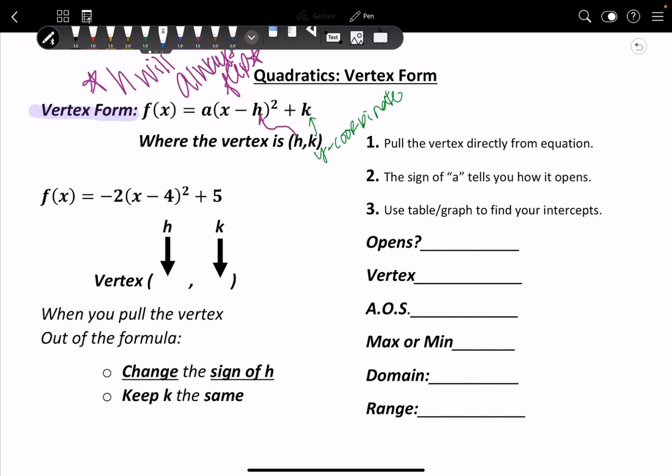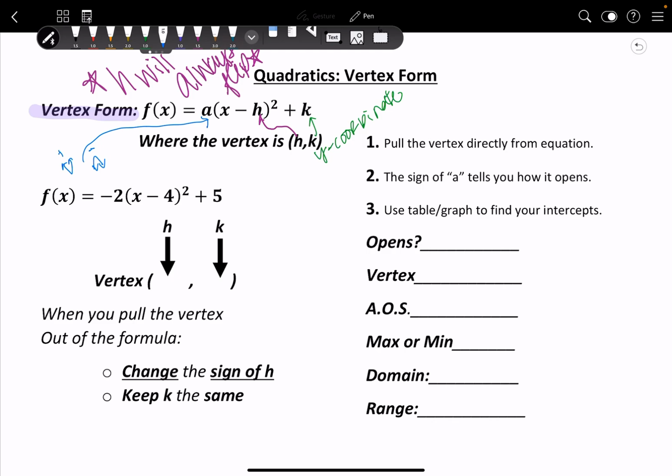All right, this A value is something we talked about last time in our intro notes, where that A value determines if it's going to be a happy face or a frowny face. If it's a positive A value, it's a happy face. If it's a negative A value, then it's going to be a frowny face.